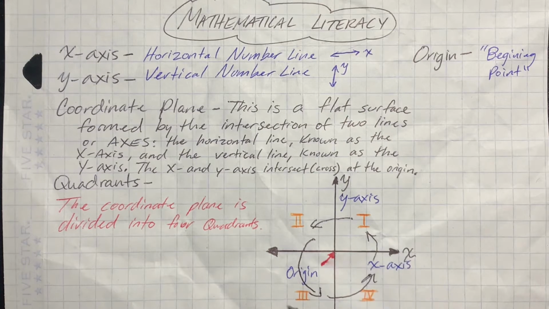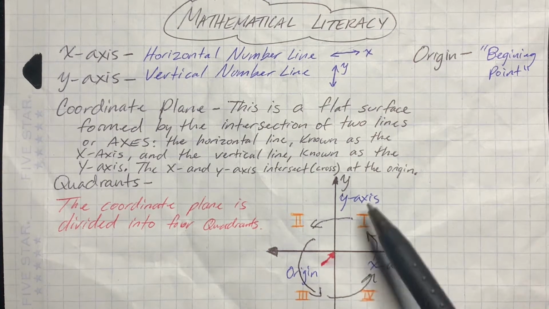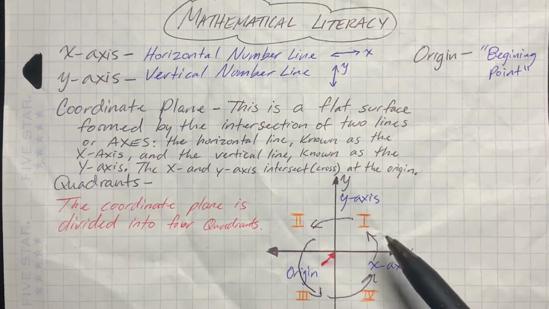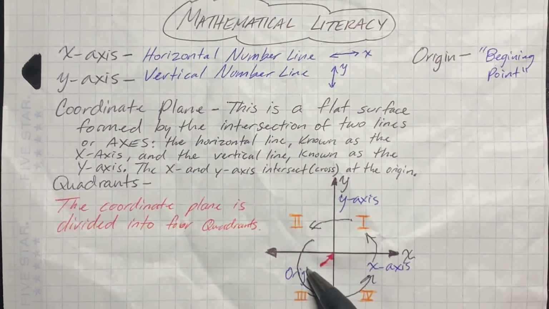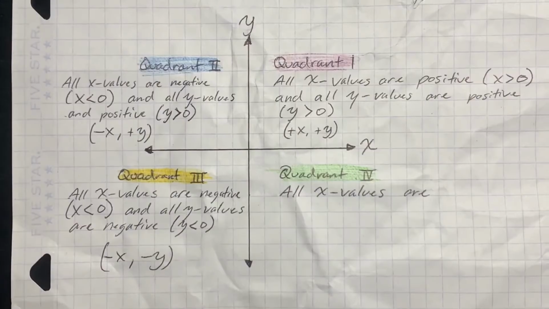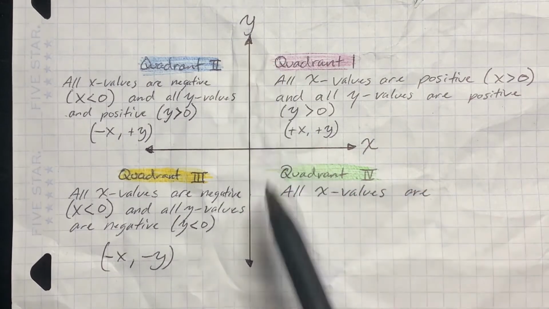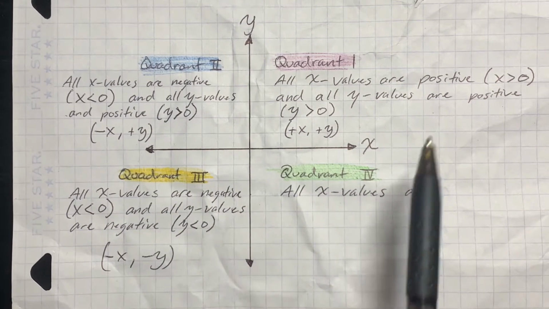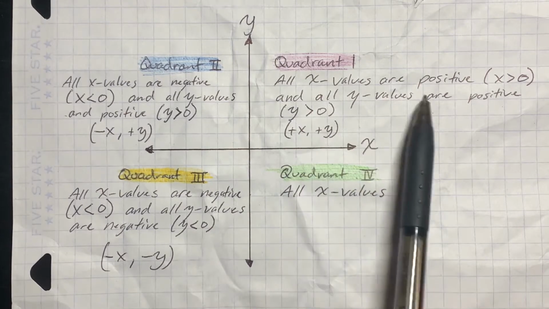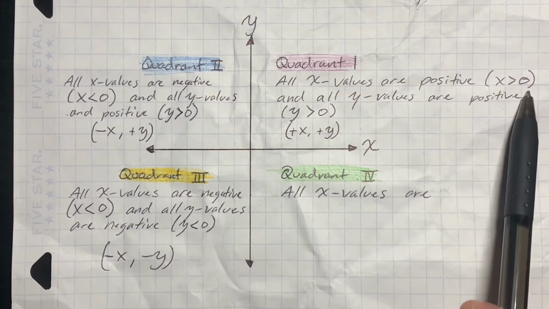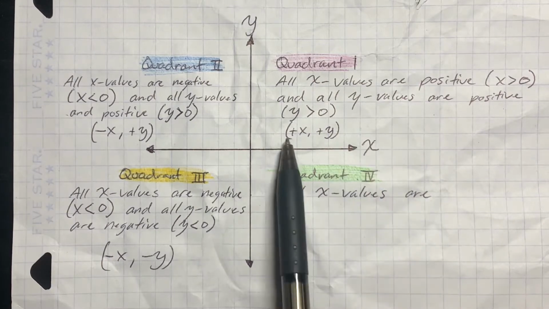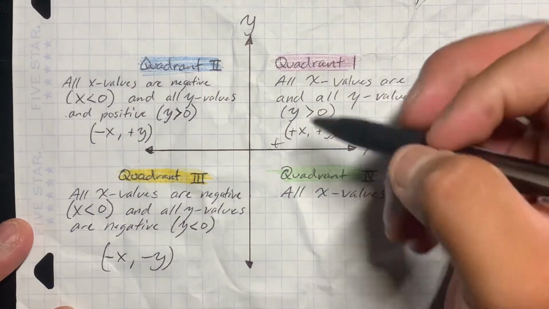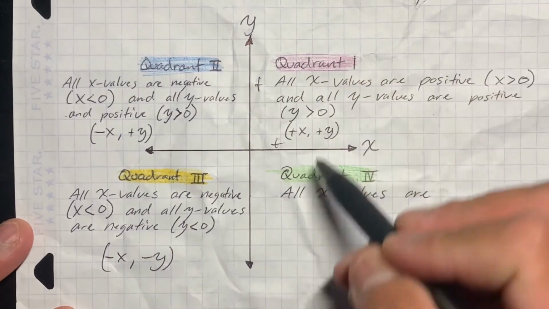And this coordinate plane is divided into 4 quadrants, and they go counterclockwise. Counterclockwise is opposite of clockwise. Quadrant 1, quadrant 2, quadrant 3, and quadrant 4. With the coordinate plane, your y-axis is your vertical number line, your x-axis is your horizontal number line, side to side. Now remember, with quadrant 1, all the x values are positive, they're greater than 0, and all the y values are positive, they're also greater than 0. So in quadrant 1, these are all positive on your x-axis and your y-axis.